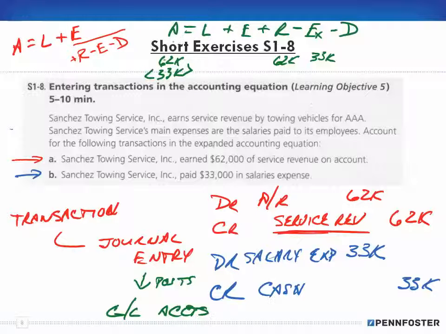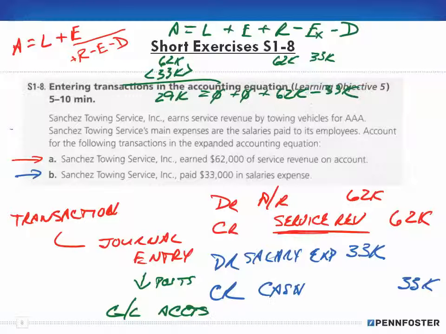Why? Because remember, we try to deal in positive numbers as much as we possibly can. So the normal balance of an asset is a debit. So we show our debits as a positive and our credits would have to be a negative. That's why we put a negative 33,000. So now we do the math and we end up with 29,000 for our assets, and that's equal to 0 liabilities plus 0 equity plus 62,000 in revenues minus 33,000 in expense.